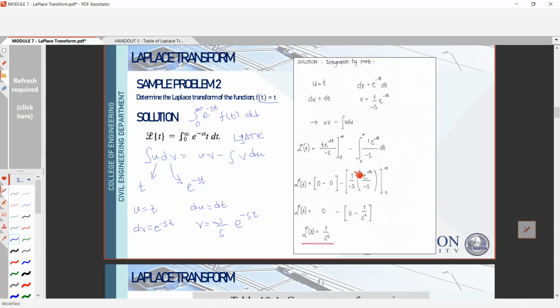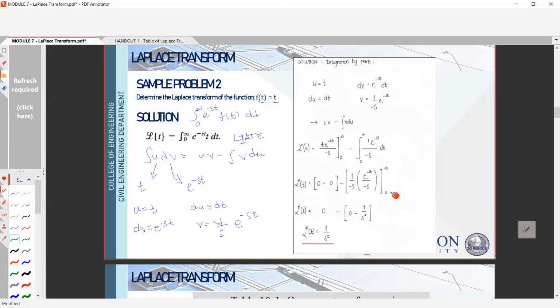So, evaluate natin from 0 to infinity. Pasok muna natin si infinity. So, e raised to negative st, negative pa rin yung exponent. Pinasok mo si infinity, magiging e raised to negative infinity. Then ibababa mo siya dahil negative yung exponent. Therefore, 1 over infinity, so 1 over infinity times s squared. Ibig sabihin any number divided by a very large number approaches 0. Kaya 0 'to.